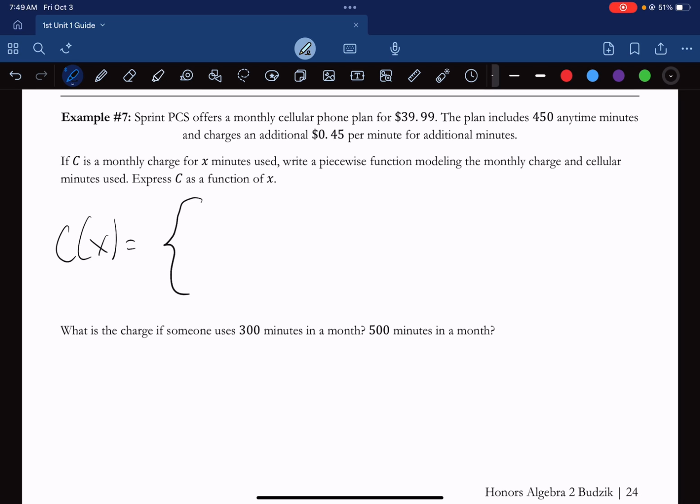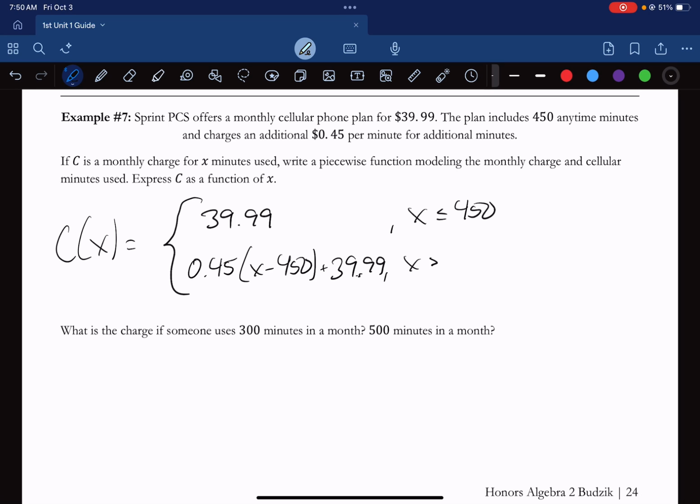So I get 450 minutes for the regular plan, and it's only going to be $39.99. So if I use 1 minute, it's $39.99. If I use all 450, it's still $39.99. So my first rule there is $39.99, and this is for when x is less than or equal to 450. But then for every additional minute, I get charged 45 cents. So that becomes now my slope of my second piece of my function. But again, just like the top, I already paid for the first 450 minutes with that $39.99. So this is going to be 0.45 times x minus that 450 that's already been paid for. And then what has already been paid for is $39.99. And that's going to be for everything greater than 450.